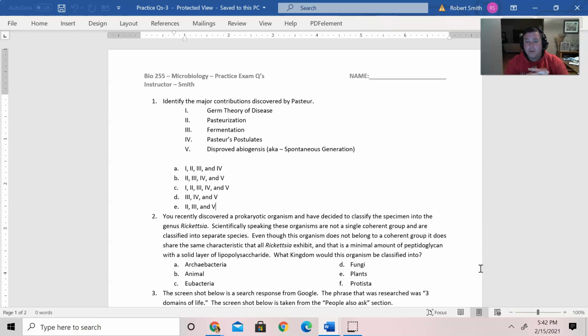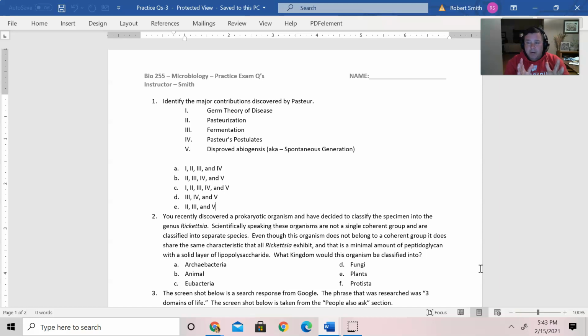So, moving forward, scientifically speaking, these organisms are not a single coherent group and are classified into separate species. Even though the organism does not belong to a coherent group, it does share the same characteristic that all Rixidia exhibit, and that is a minimal amount of peptidoglycan with a thick layer of lipopolysaccharide. What kingdom would this organism be classified into?